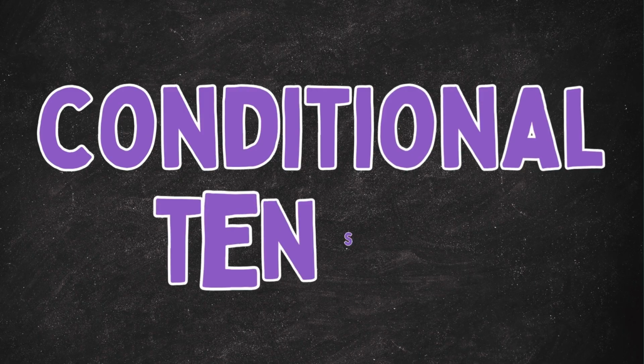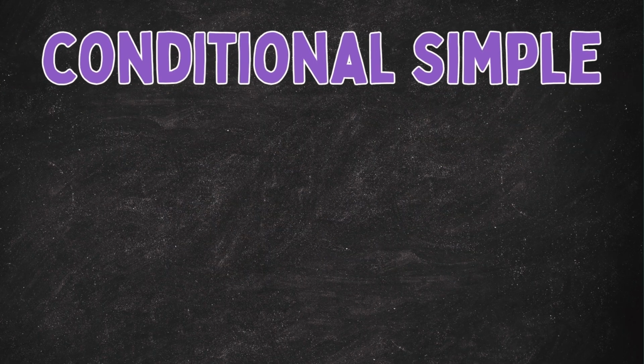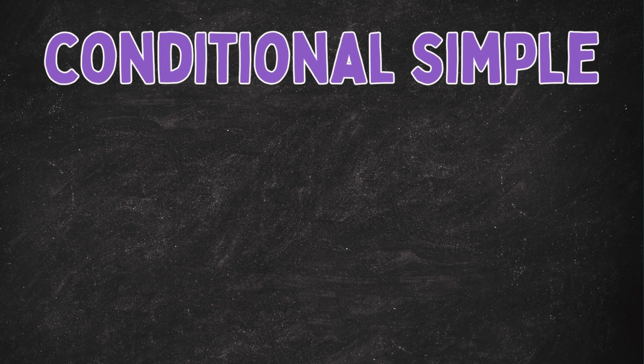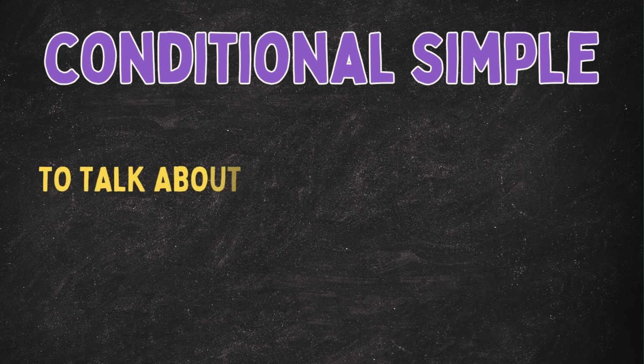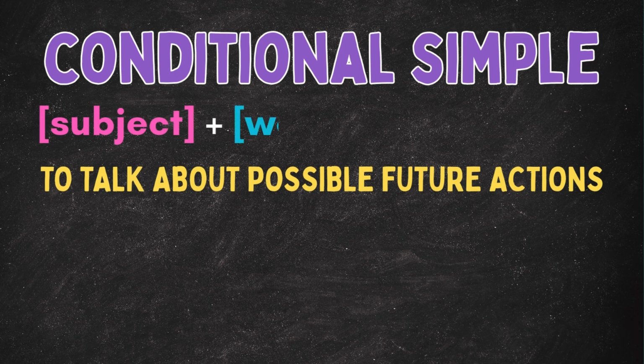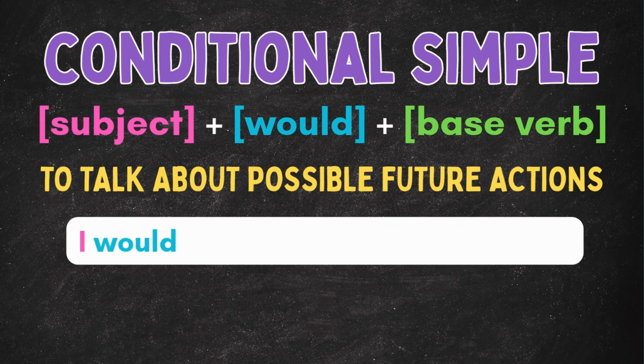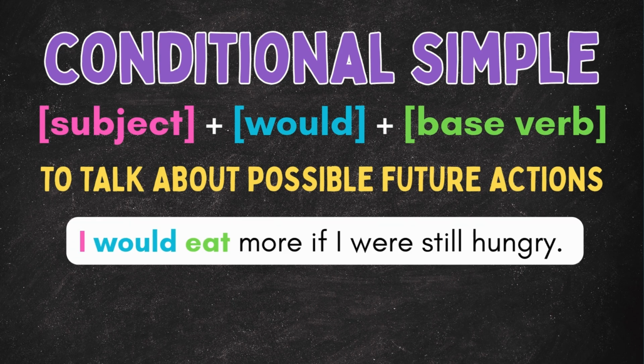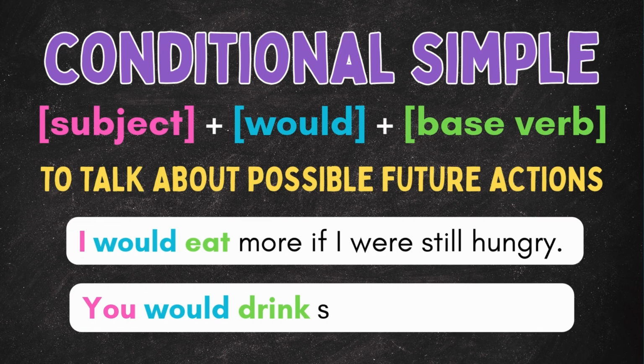Finally, the conditional tenses. Conditional simple. The conditional simple is used to talk about possible future actions. The sentence structure consists of subject plus would plus base verb. For example, I would eat more if I were still hungry. You would drink soda if you liked it.